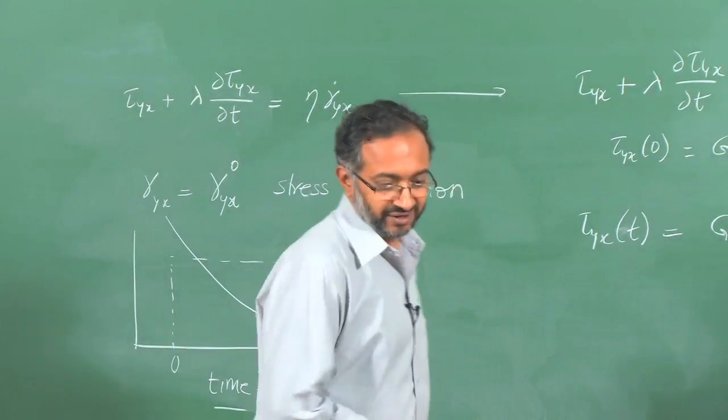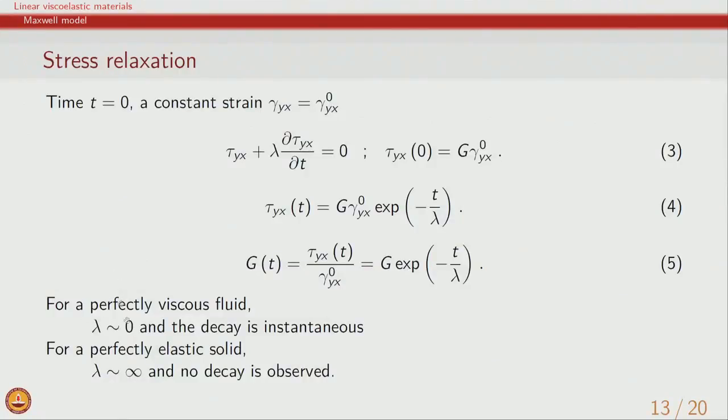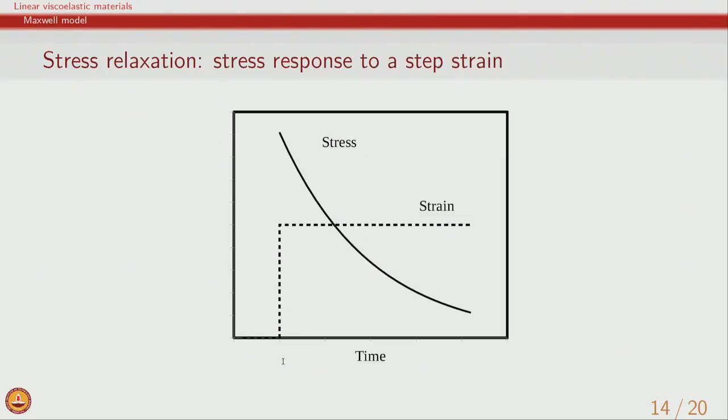So, that is why the material will relax at very long time scales. And that is what is summarized here: when lambda is 0, for a perfectly viscous fluid, the decay is instantaneous, which means stress is relaxed away immediately, instantaneous dissipation. For a perfectly elastic solid, no decay is observed. And so, this is the stress response. For a constant step input of strain, we have stress basically decreasing exponentially.